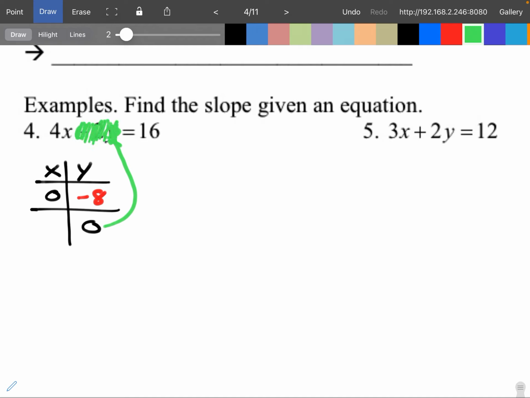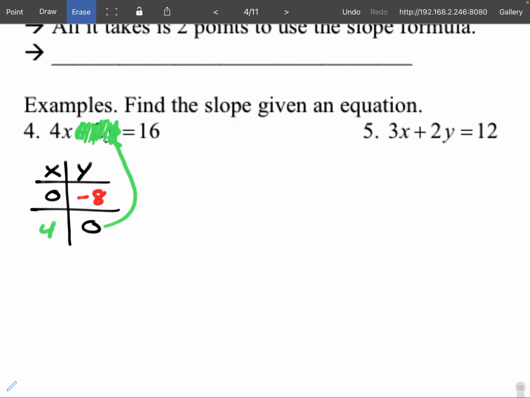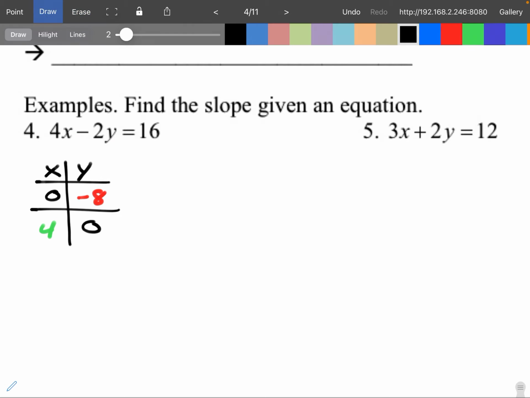All right. Then we're going to plug in 0 for y. So if we plug in 0 for y, we're taking that 0 for y and putting it in right there, right? What's -2 times 0? That's 0, so that's gone. Divide both sides by 4, what do we get for x? We get 4.